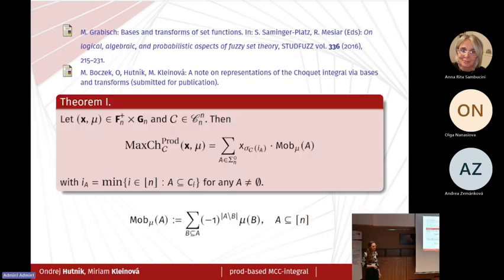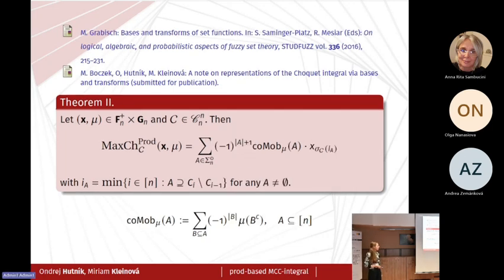Then the MCC integral may be expressed as follows via the Möbius transform, where I sub A is the smallest index, the smallest such index that set A is a subset of the corresponding element of the maximal chain. Analogously, we have the expression for the MCC integral via the Möbius transform.